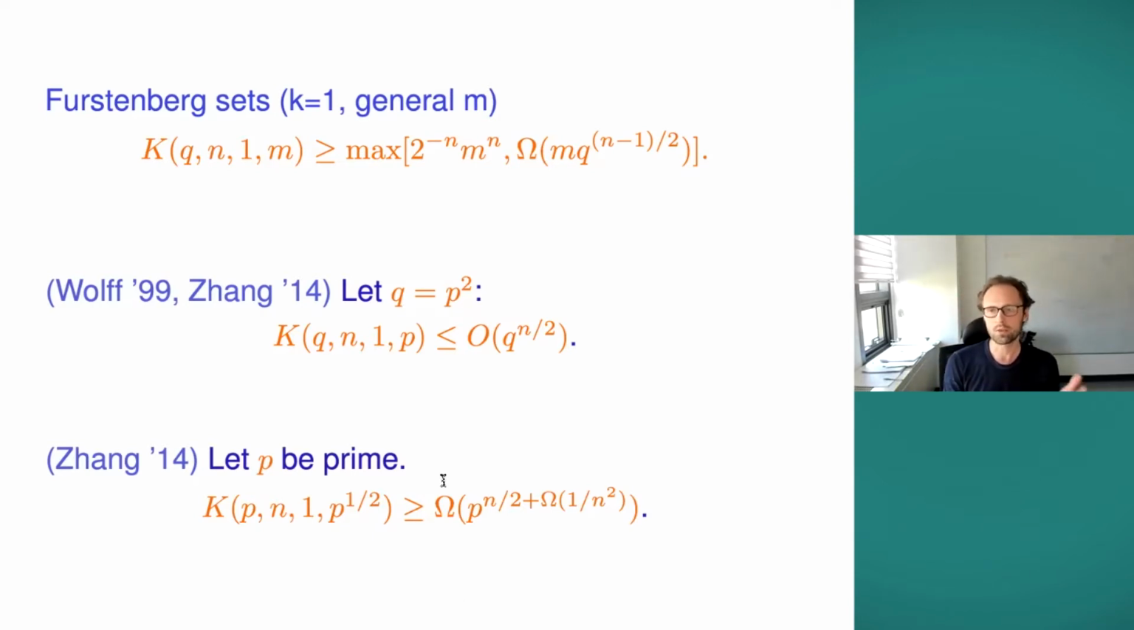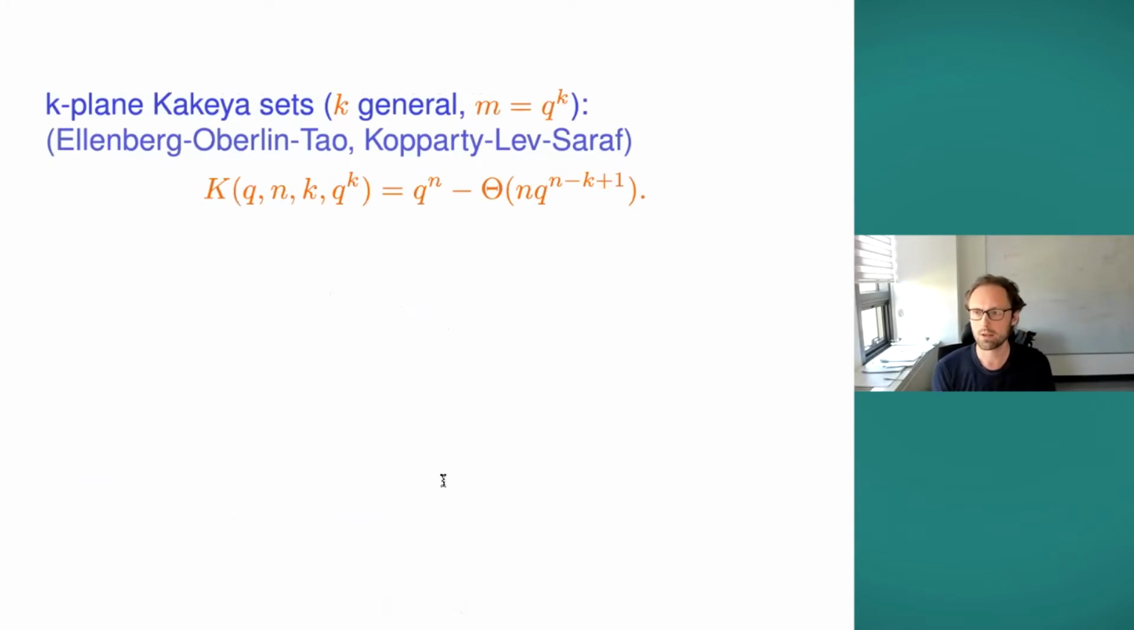I mean, really, this example should be the only case in which the general lower bound is tight, almost the only case in which the general lower bound is tight. But this is what's known for the Furstenberg sets. The other direction of generalization is just replacing lines with k-planes.